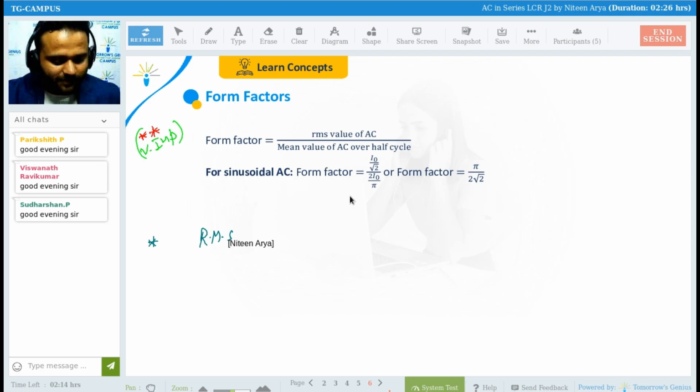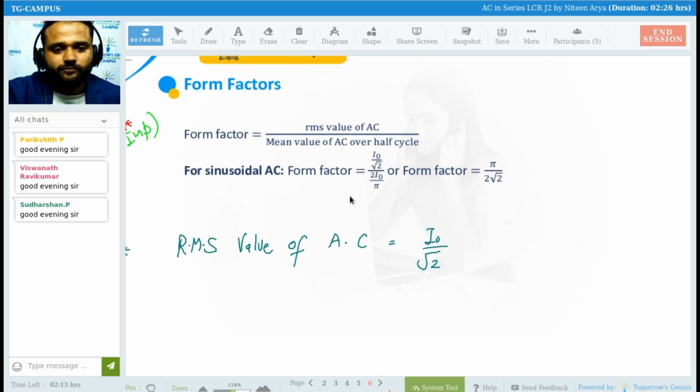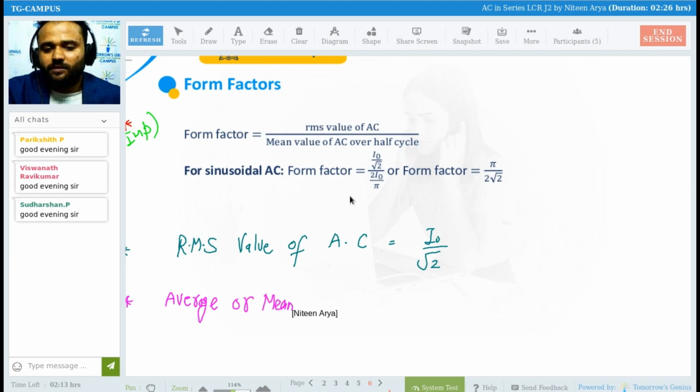Okay, please anyone tell me what is RMS and why we require that. RMS value of AC. Anyone please. I define separately and it is important too. It is I naught by root 2, right? Or another thing, average or mean value. Tell me beta what is RMS? Anyone?